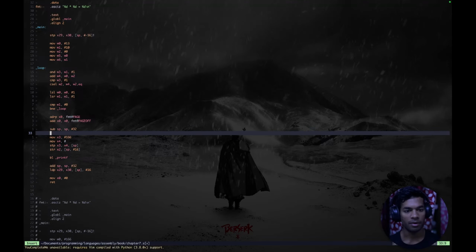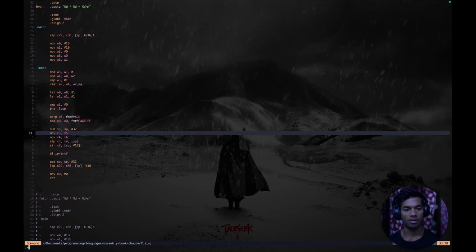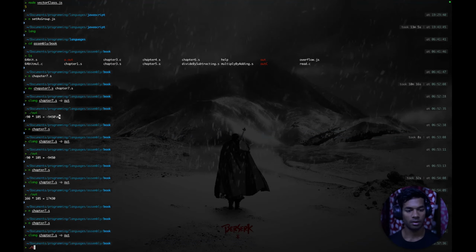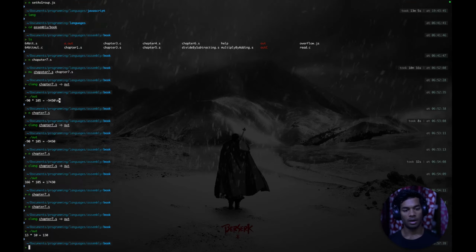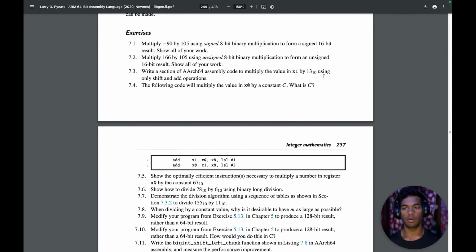instead of moving them, I will get the values from the fifth: move into the third register the value from the fifth, and move into the fourth register the value from the sixth register. And this should work, and it does. Actually, that is cool.